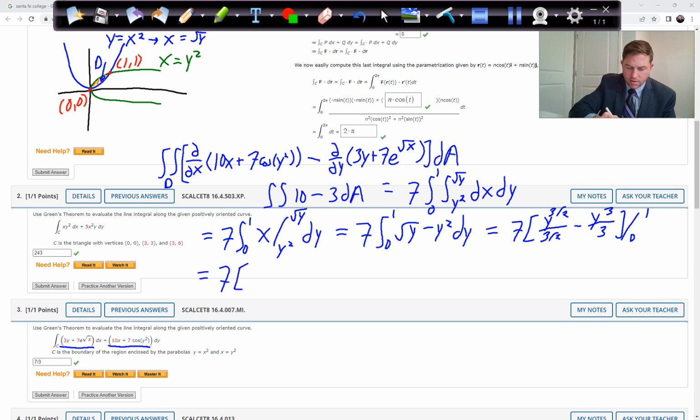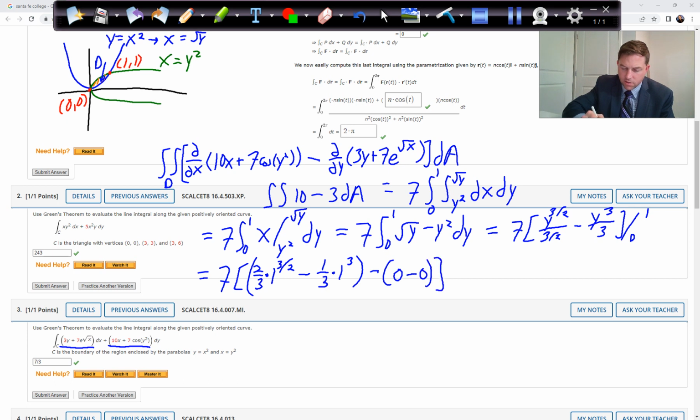So we would get 7 times, this would really be 2/3 times 1 to the 3/2. So dividing by 3/2 is the same as multiplying by 2/3, minus 1/3 times 1 to the 3rd. So that's all the upper limit. Then it's just going to be minus 0 minus 0. So 0 is going to kill both terms off. And so that's what we have.